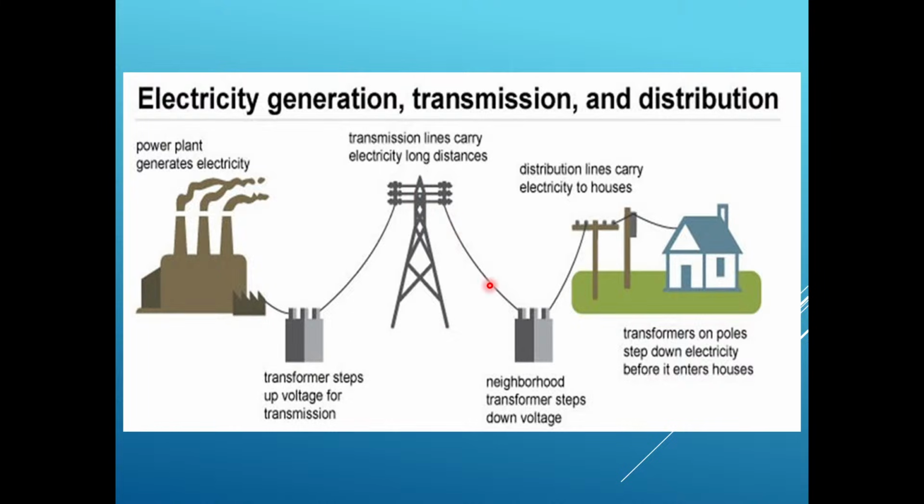So this is a tower. After transmitting electrical energy nearby to the load sector, wherever the load is, a step-down transformer is connected. So the neighborhood transformer steps down voltage. Neighborhood means the transformer which is nearby to the load. Here you can see a house. This house resembles the load. A house is nothing but the load because we need electrical energy.